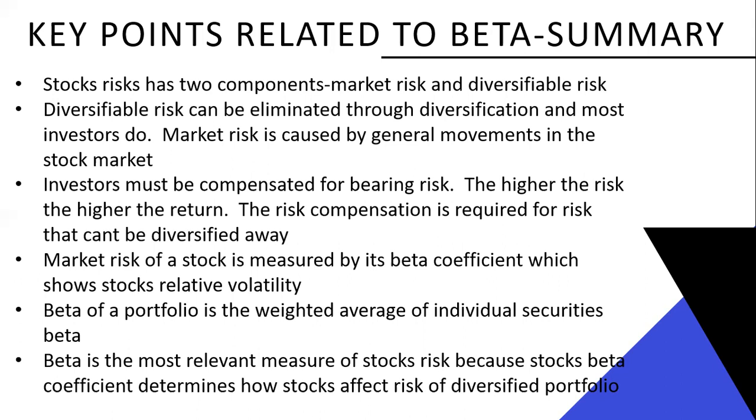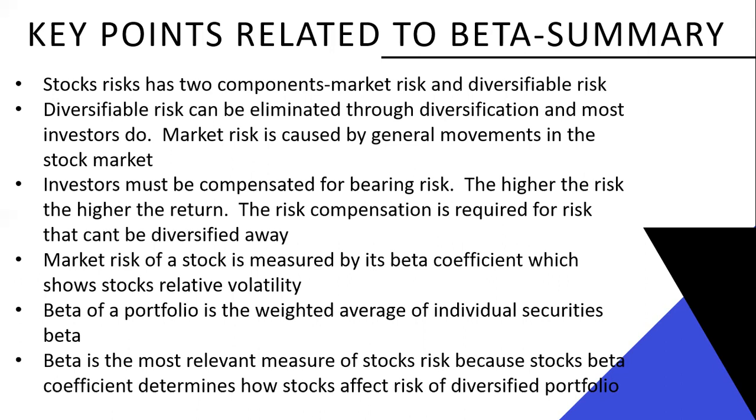And the risk compensation is required for risk that cannot be diversified away. So if there's risk that can be diversified away, that's fine. But risk that cannot be diversified away, well, investors want to be compensated for that. The market risk of a stock is measured by its beta coefficient. And this basically shows how volatile stocks are.